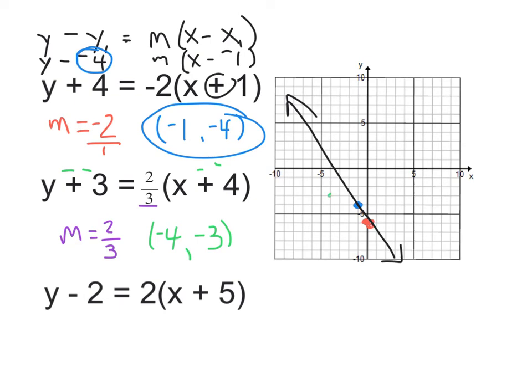Negative 4, negative 3 is right here. And then we're going to rise 2 and run 3, so up 2 and run 3 to the right. Again, these are both positive, so up and right. Up and right gets us to this point right here. And we can draw our line.